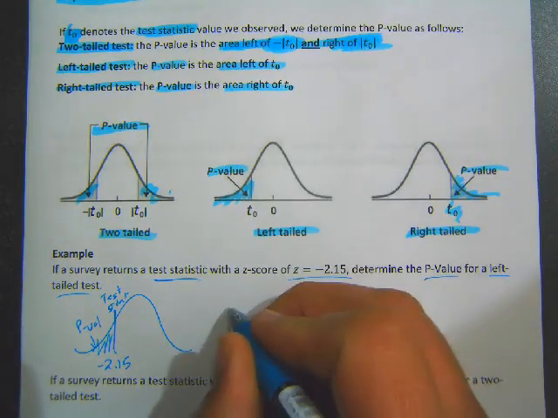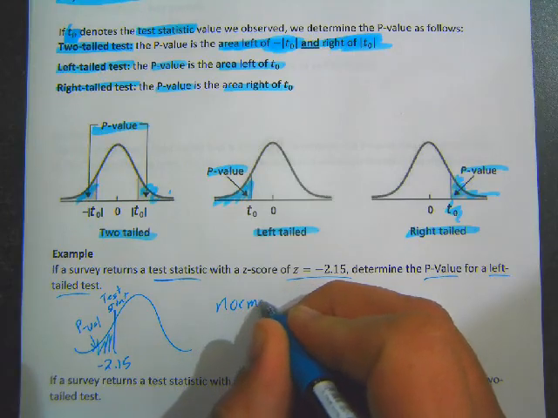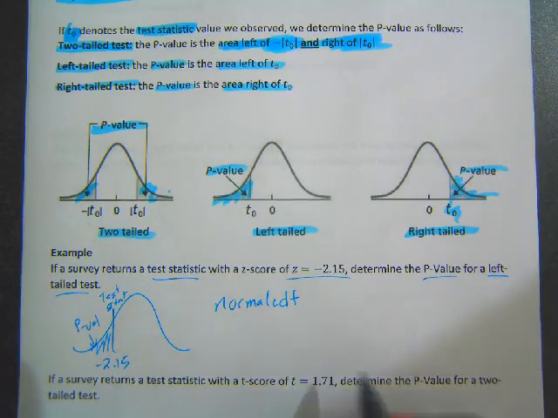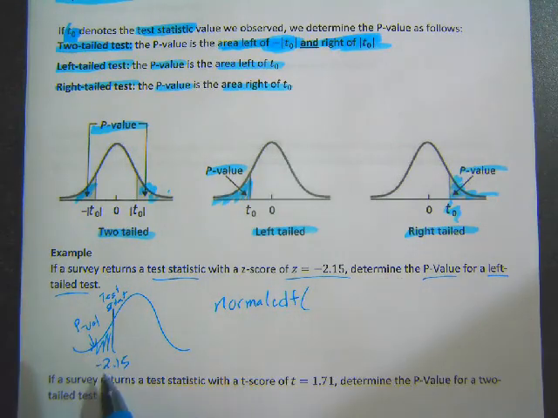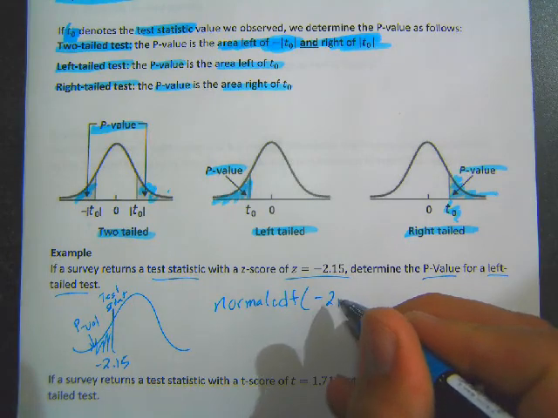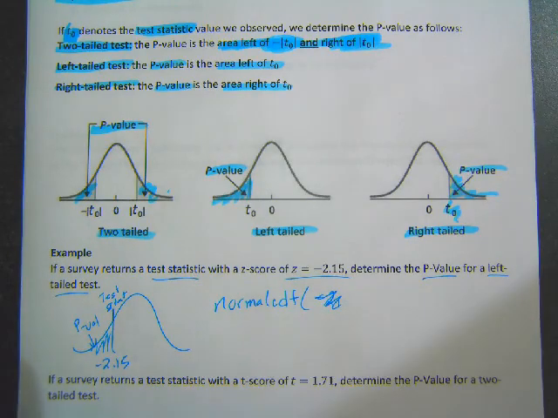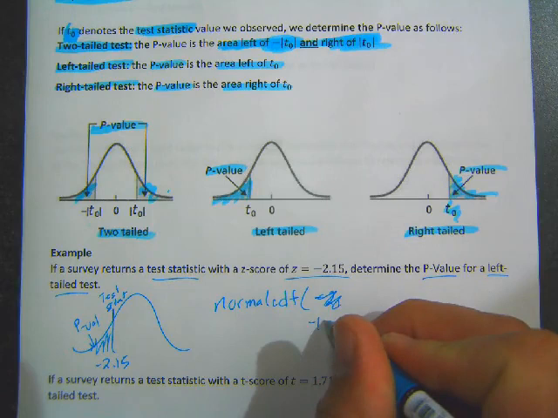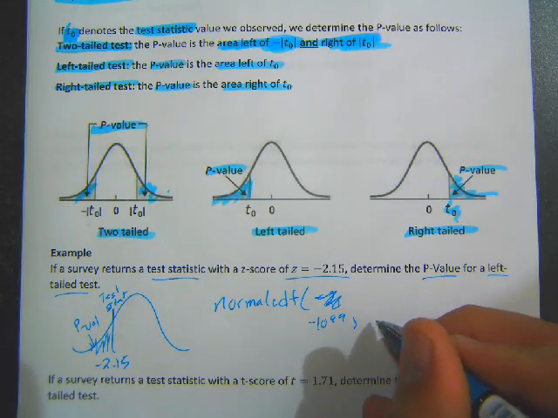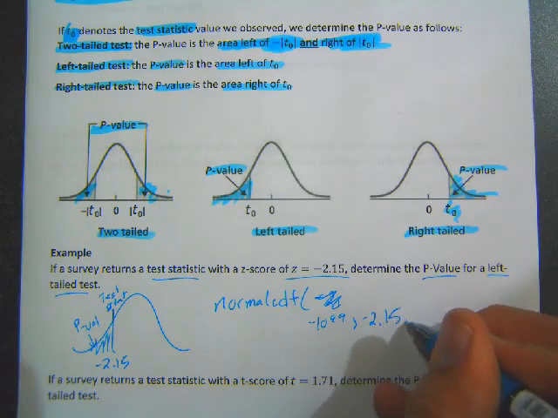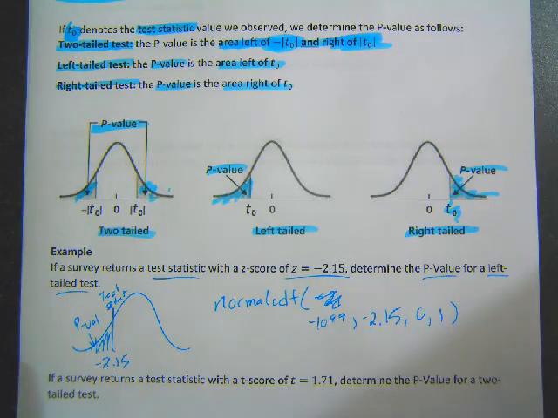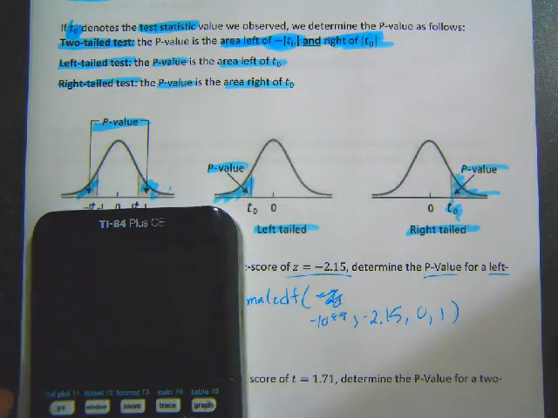So to do this, we're going to go back and use that. These are z-scores. Normal CDF. Remember, the normal CDF is the formula on your calculator. It'll give you the area based on the t-score or z-score. So I'll do negative 2.1. Oh, sorry, I'm doing that wrong. I need my lowest value. And this one would be like negative 10 to the 99th because you have your minimum value. And then your max value, which is negative 2.15, 0 and 1 for the mean and standard deviation. And so that's what we would type in our calculator to get that area.